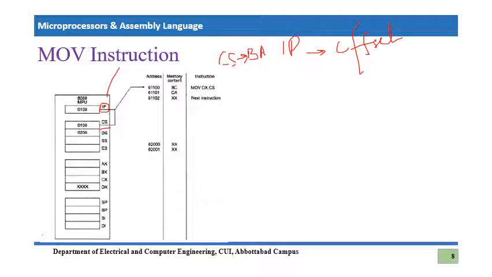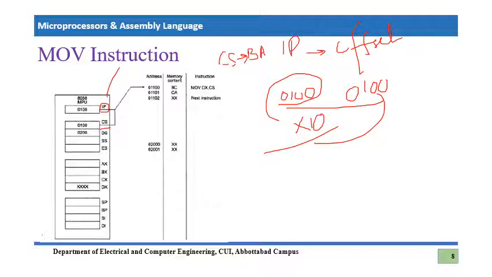So if you see, the IP value is 0100, right? And CS is also 0100. So what are we going to do to make a physical address? We have to multiply the CS value by 10, and to whatever the result, we add 0100. If you combine and solve it, it becomes 01100. I hope you can follow it.